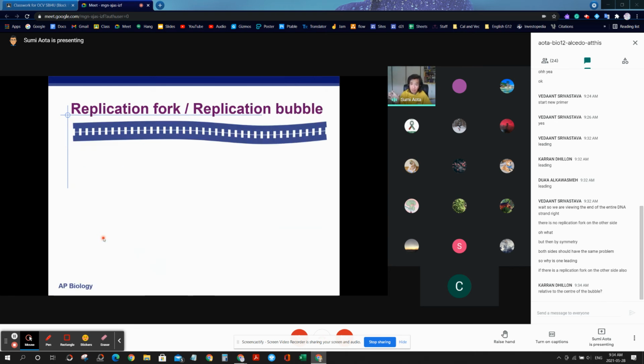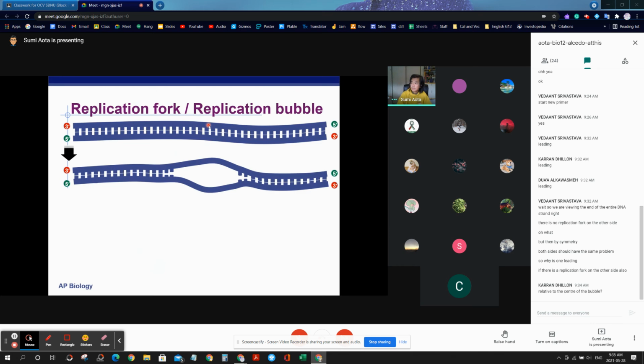So this is what's going on in terms of that question that Vedant just had. There's my original strand of DNA. I've labeled my ends. There's my bubble. Right here is the point of origin, where my laser pointer is right now, where the red dot is. So one side goes that way, the other side is going in the other direction.